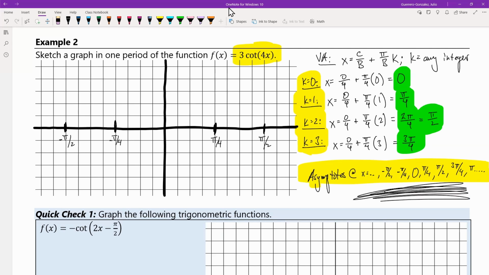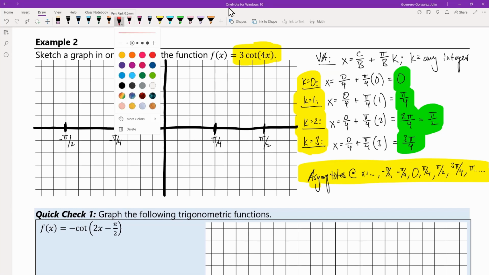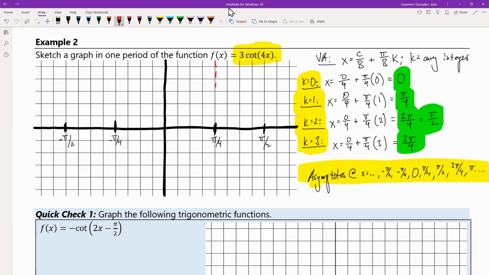Okay, we know that through each one of these, there's going to have to be an asymptote. So dot, dot, I think I chose the wrong color. Yep, this one. Dot, dot, dot, dot, dot. So these are my asymptotes. Pi over 2 is the next one.